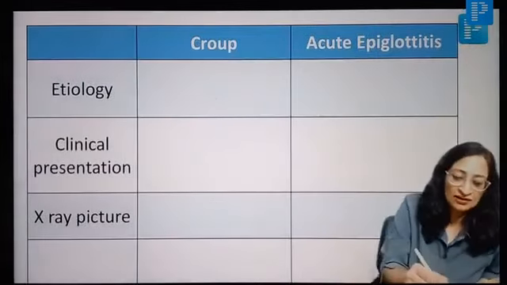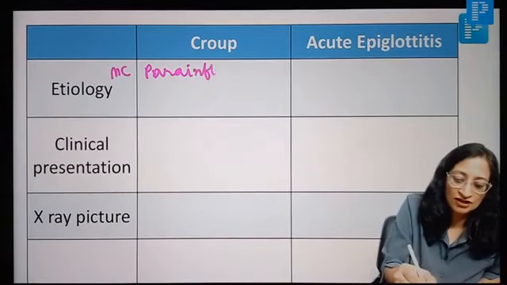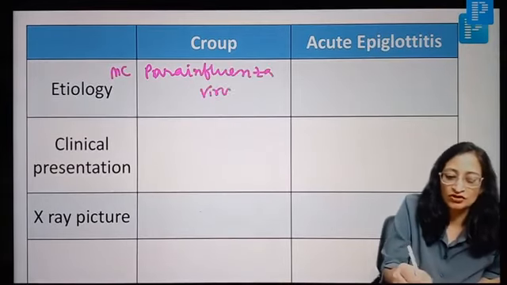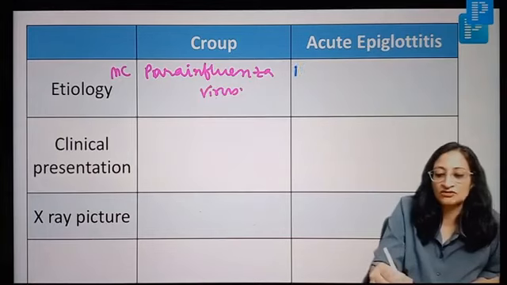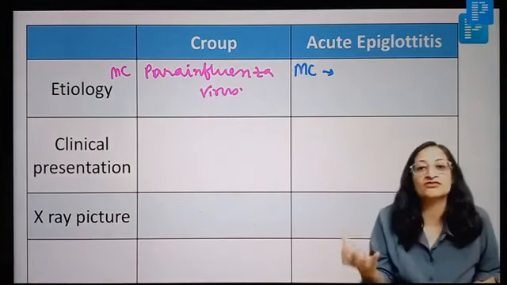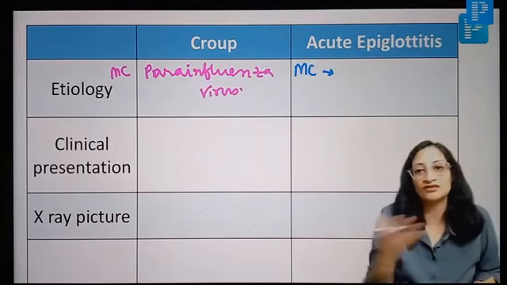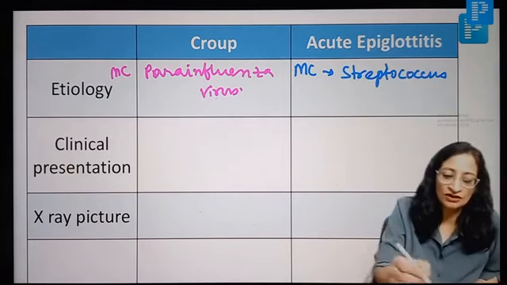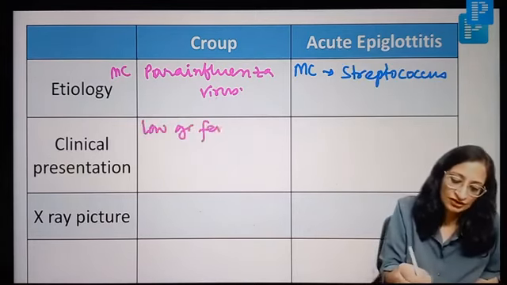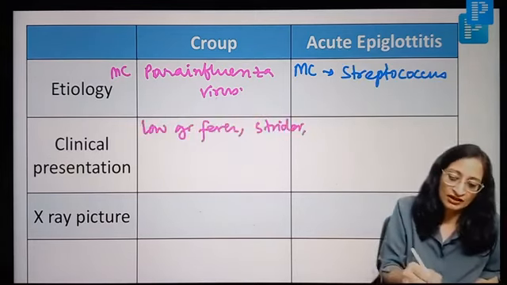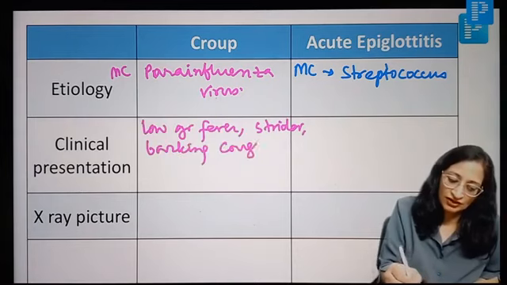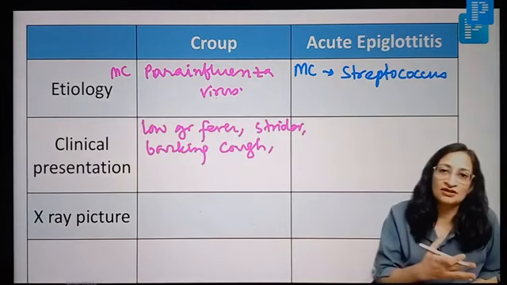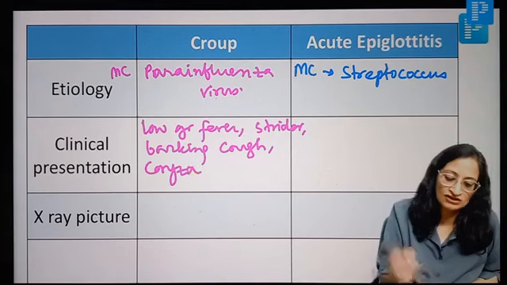So croup, the etiology is mainly viruses, most commonly parainfluenza virus. While acute epiglottitis is a more severe condition, it is mainly caused by bacteria. Previously, H influenzae was the most common cause, but now because everyone gets H influenzae vaccination in the pentavalent vaccine, the most common cause is streptococcus in the vaccinated population. Clinical presentation in croup would be low grade fever, stridor, barking cough. There can be some hypoxia, coryza will be there, so it is not a very sick kind of child.